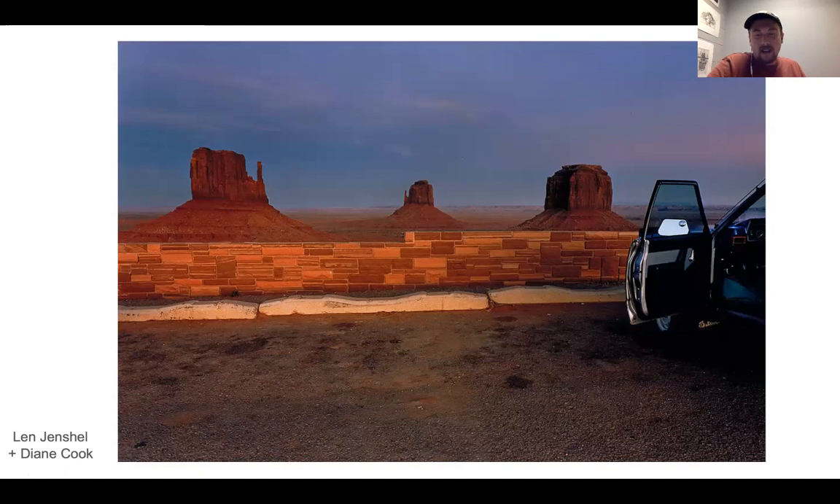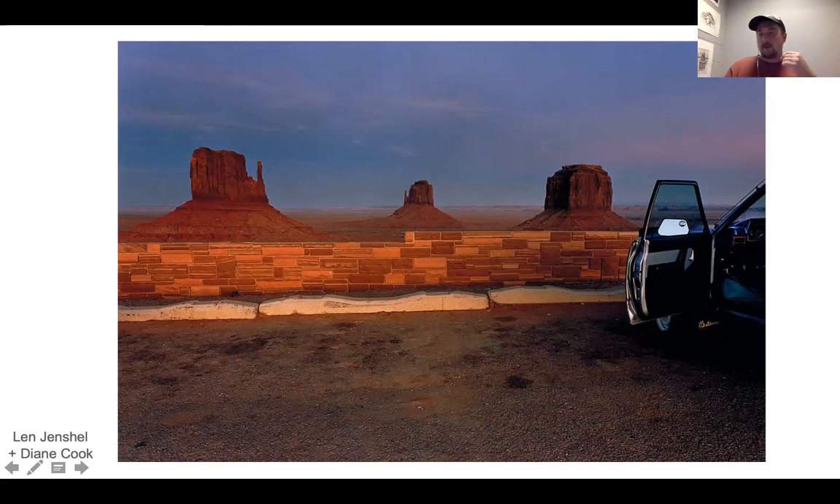Interesting image of Monument Valley by Len Gensel and Diane Cook, who are a married couple that photograph together and make fascinating imagery. Kind of showing the car here on the right, and then just not your typical landscape. A lot of people would just focus on the rock formations. Here we're utilizing the parking lot and the car as a way to fill in the frame and show a non-stereotypical view of something that's been photographed many, many times, and has become a form of iconography.